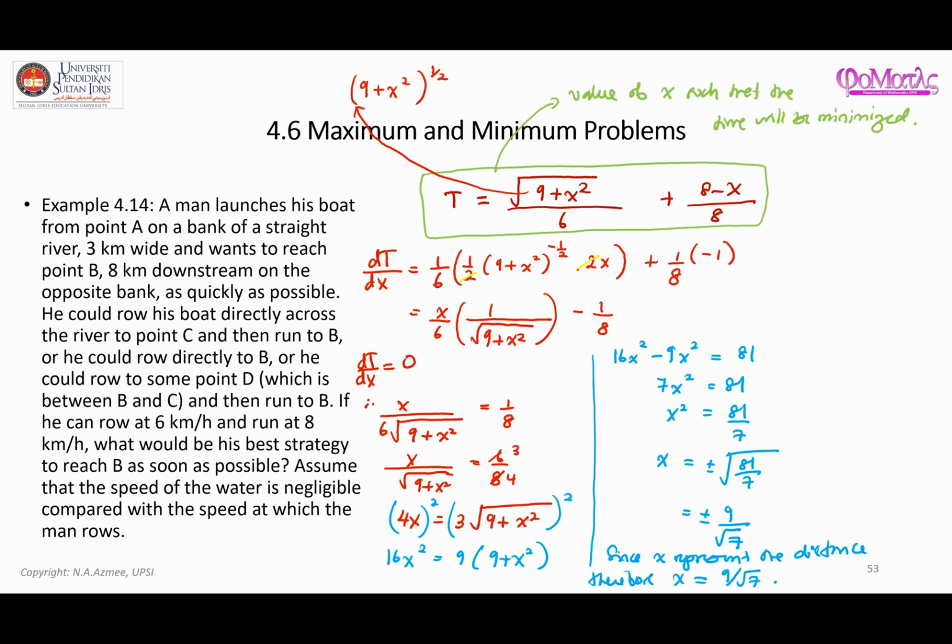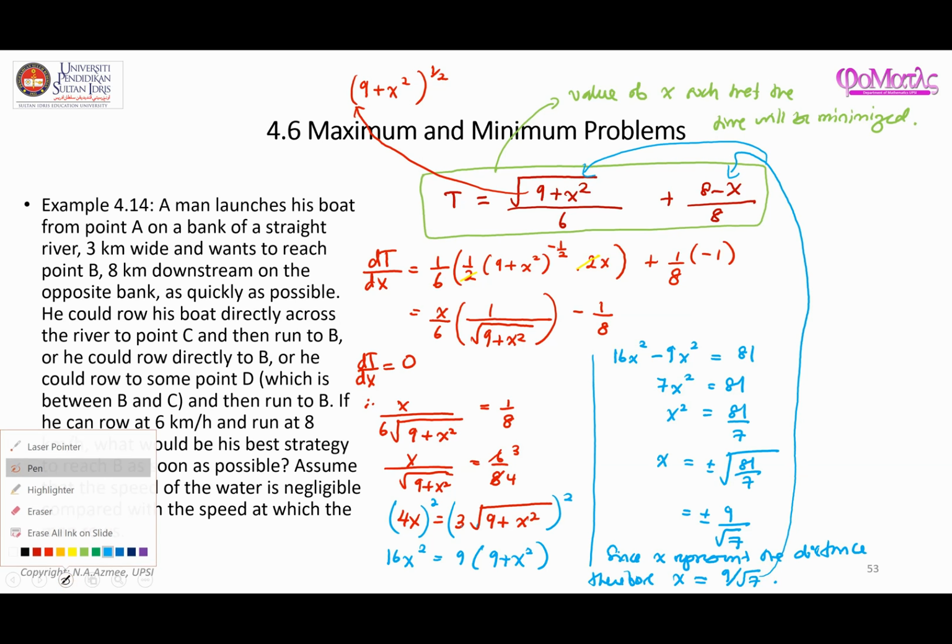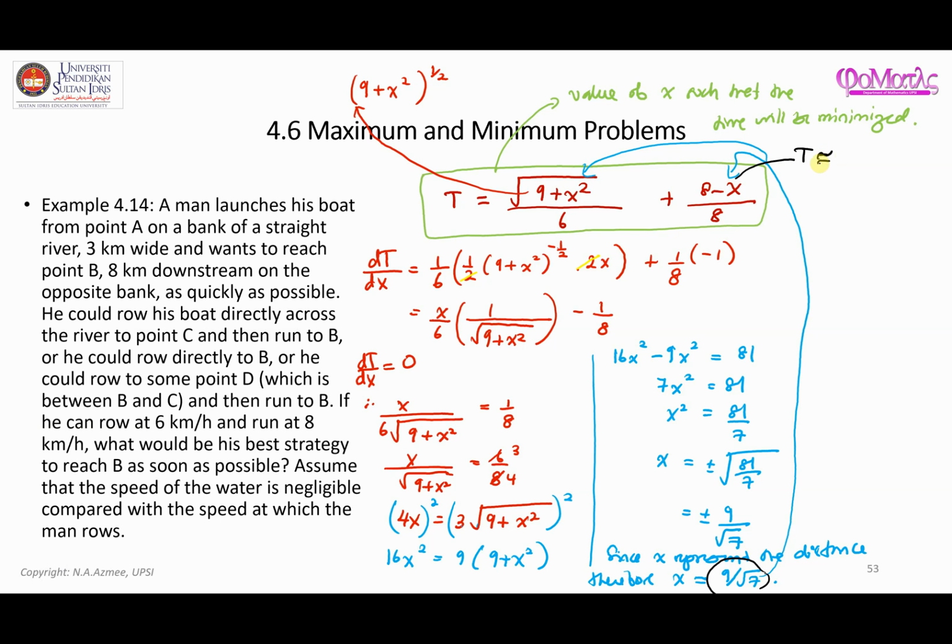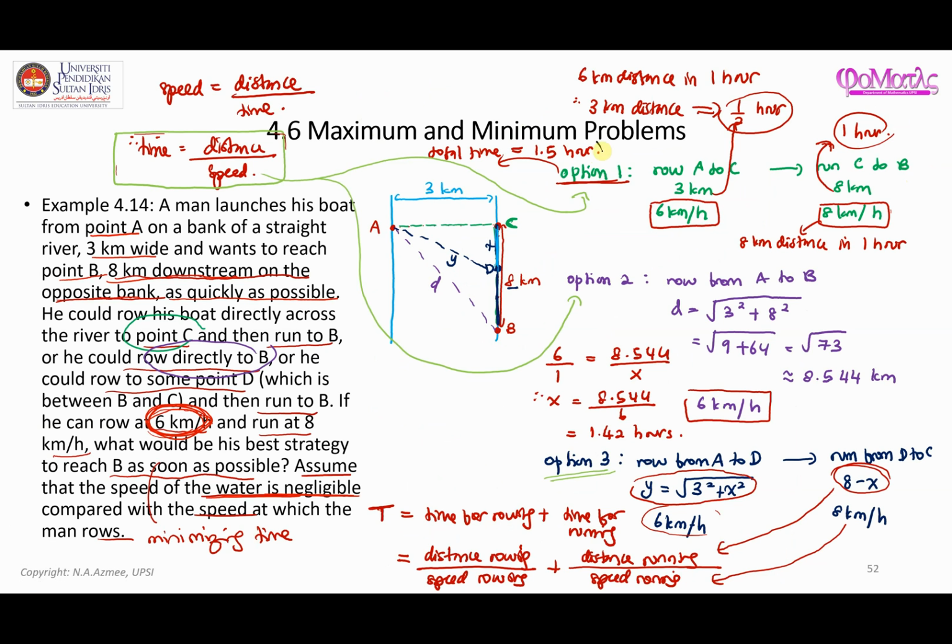If you want to check the time with x equal to 9 over square root 7, you can substitute that into this function. I will leave it to you to check the time taken. By substituting x equals 9 over square root 7, you will see that the time here will be about 1.33 hours. By far this is the shortest time compared to what you have seen here, because the total time here is 1.5 hours, and this one is 1.42 hours.